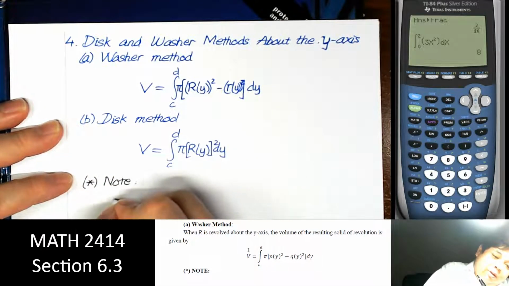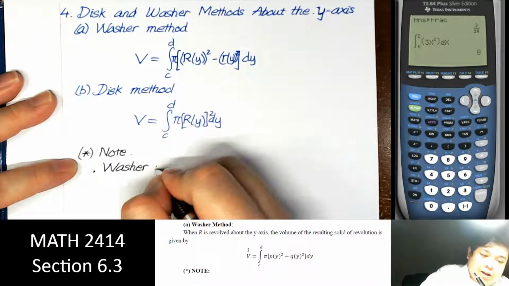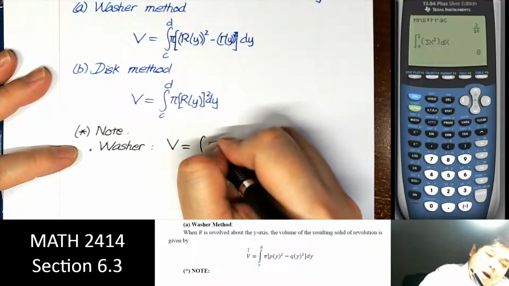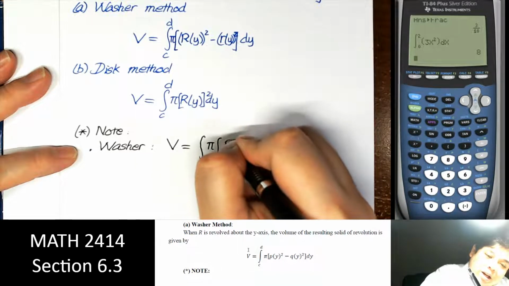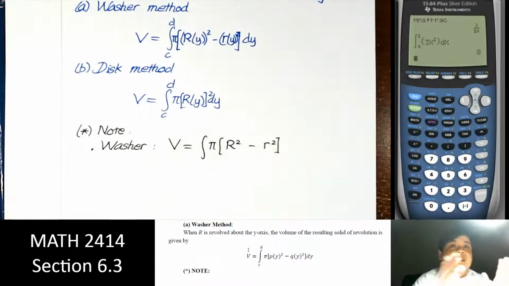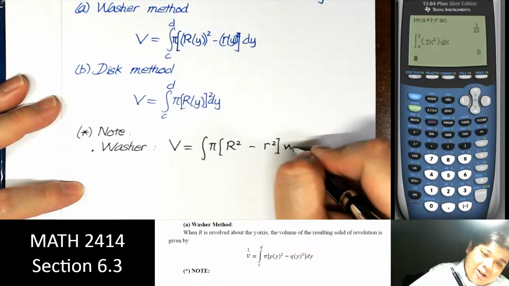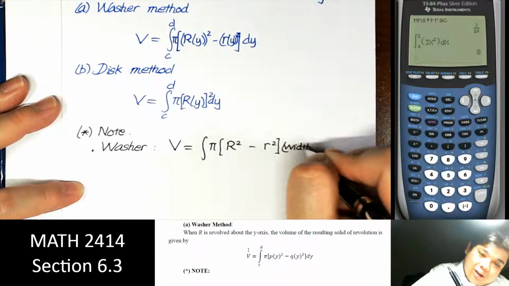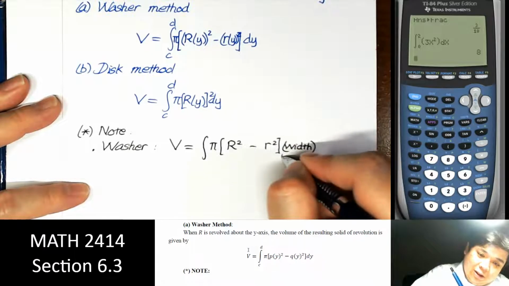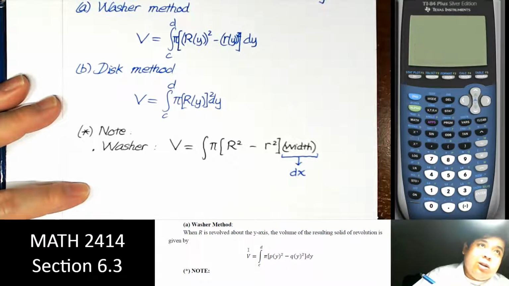The volume for the washer method, the volume equal to pi, the big radius minus this little radius, and then it could be either dx or dy, the width. The width is dx or dy.